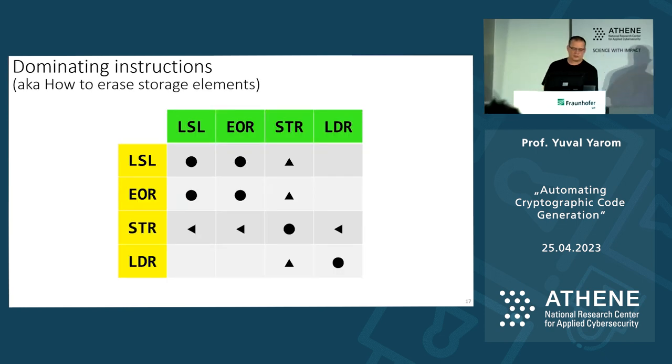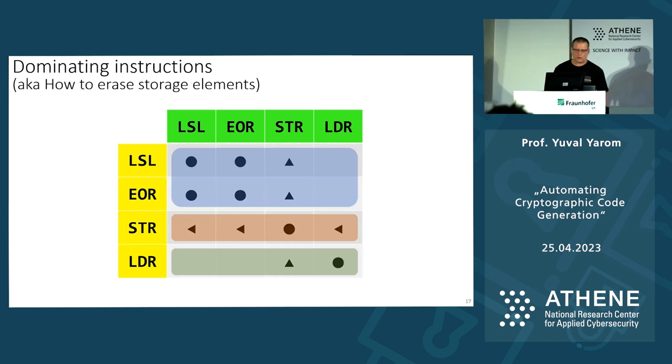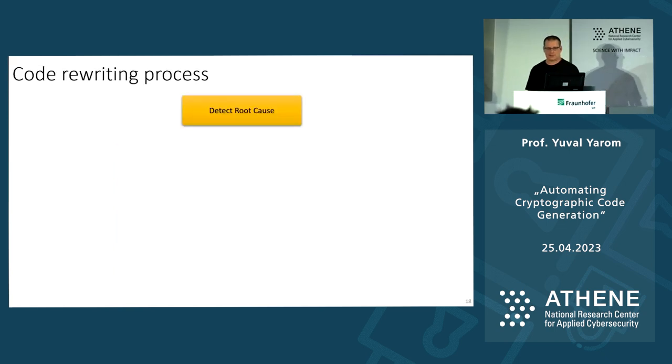And that allows us to tell which instructions wipe the state. We cannot identify the real storage. We don't know what the storage is, the processor is a black box, but at least we can say which instructions can wipe the states that other instructions set. And we create some groups and we know how to do that. And now we can fix things.